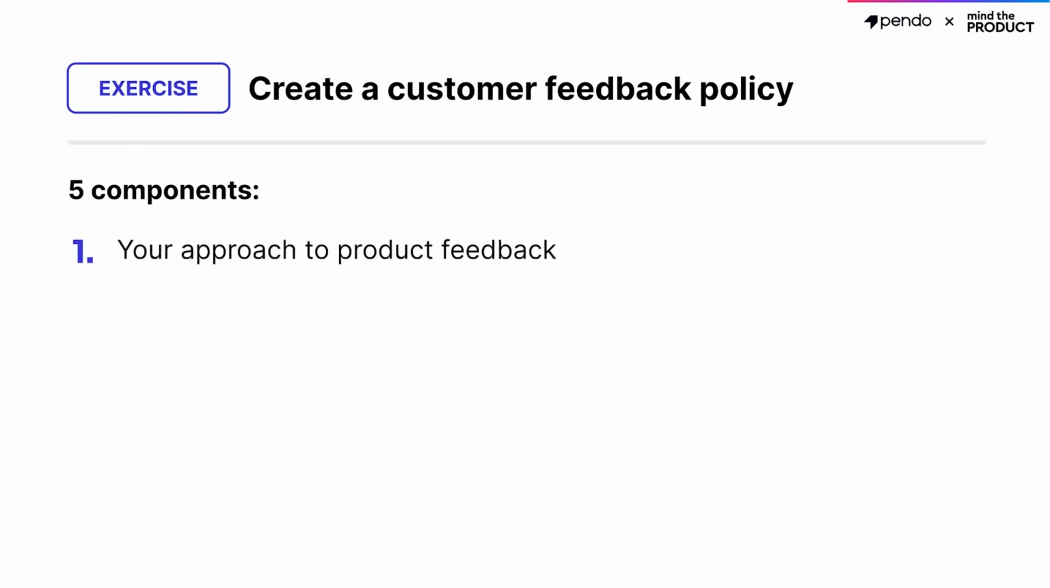The first component is your approach to product feedback. This is a statement that explains the importance of feedback to your organization and what you will do with that feedback. Also consider what customers gain by providing feedback.